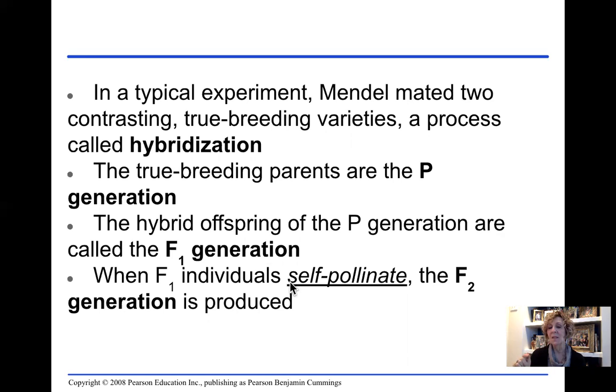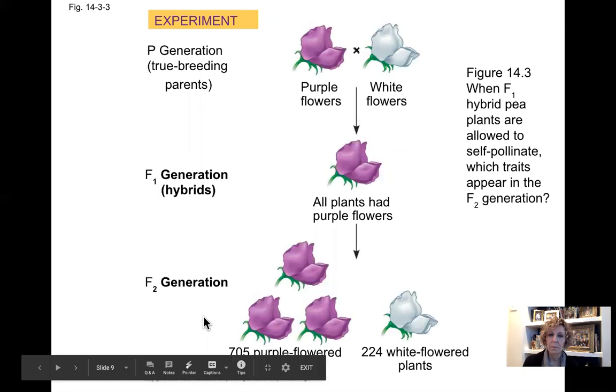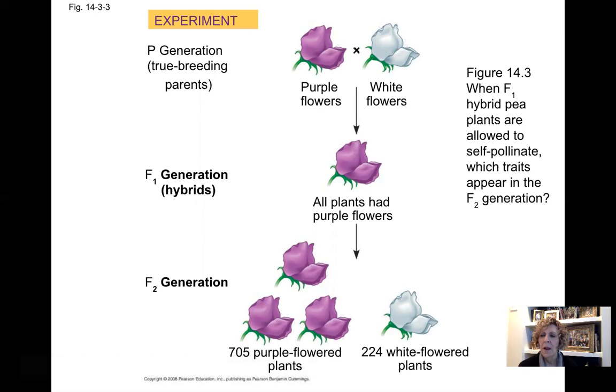So he could put like a little bag around them. And with some plants, this is the way they work, is they can actually self-pollinate. The pollen from the male part of the flower, which produces the sperm, the pollen actually contains the sperm for the female part of the plant. And so when he did this, he saw a very interesting characteristic.